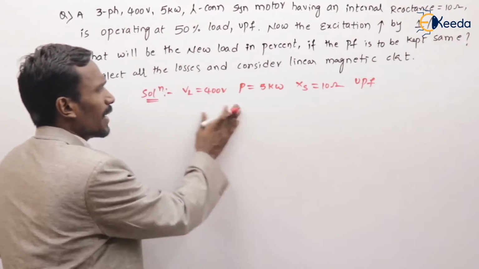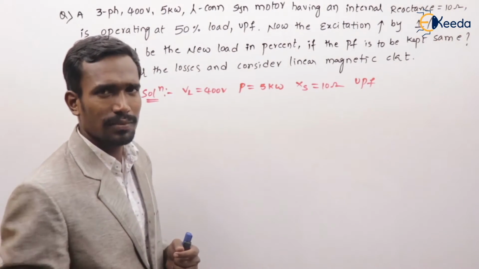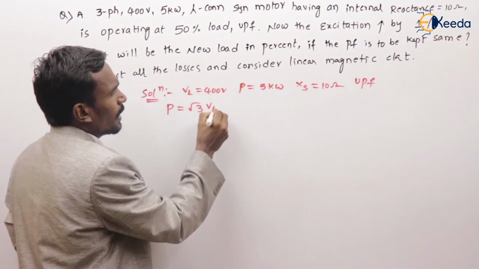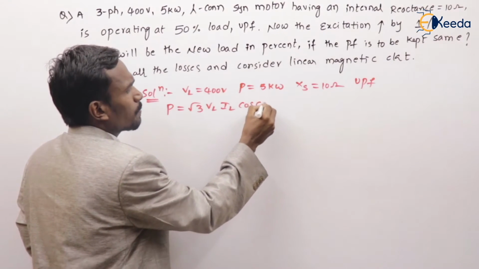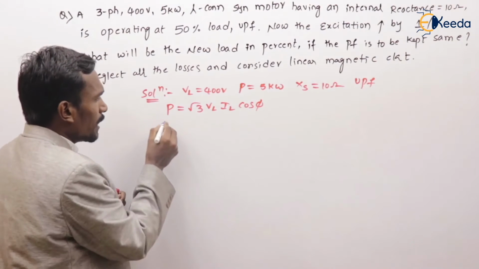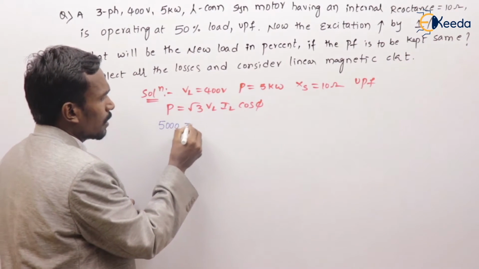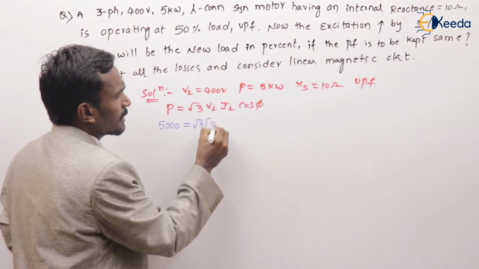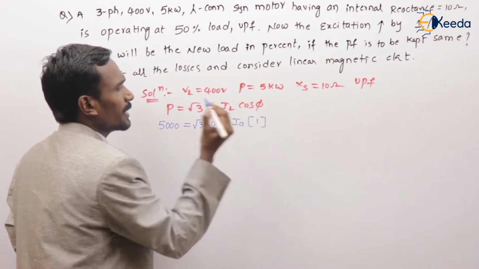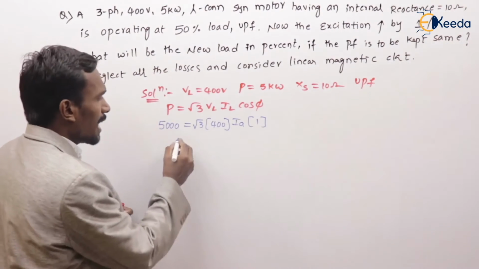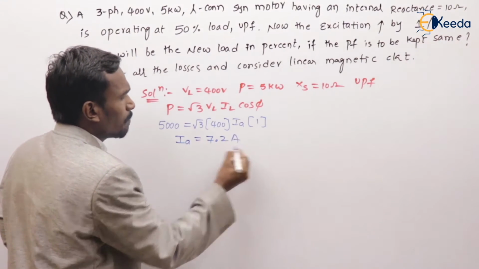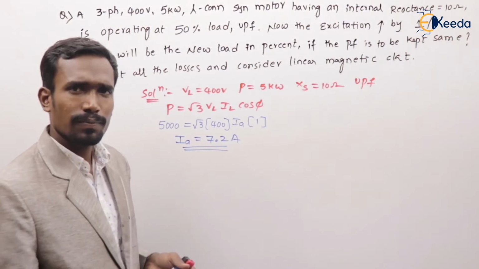Let's see, first we have to find out the armature current. What is the formula? P is equals to root 3 VL IL cos phi. The given P is 5000, root 3 into VL is 400, IA into cos phi, unity power factor. If you calculate this value, you can get IA is equals to 7.2 amperes.